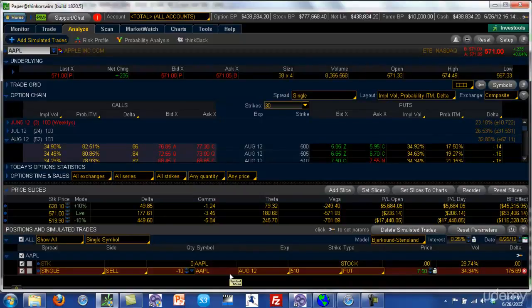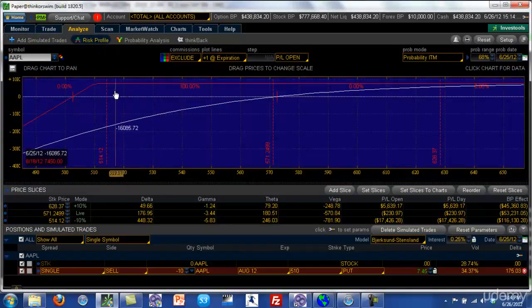In reality, you would never sell a naked put option unless you had a very good reason for it, which is to pick up the stock at that level. That's beyond the scope of this video, and we've actually covered it in a different video in our module 2. So here we are selling 10 contracts at the 510 strike price when Apple is at a level of 571. If we look at the risk profile, this is what it would look like.